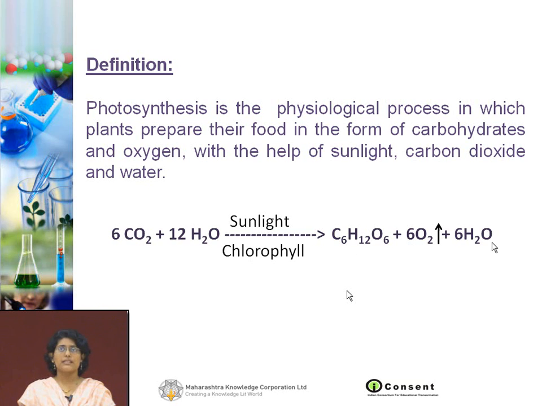So overall, what is the reaction of the photosynthesis? 6 carbon dioxide molecules, 12 water molecules and sunlight together react with each other in chlorophyll to produce glucose, that is C6H12O6. 6 molecules of oxygen are released and 6 molecules of water are also produced. So this is the balanced reaction for the photosynthesis process.